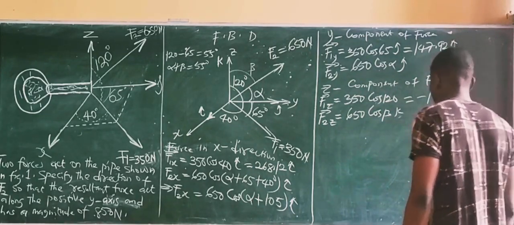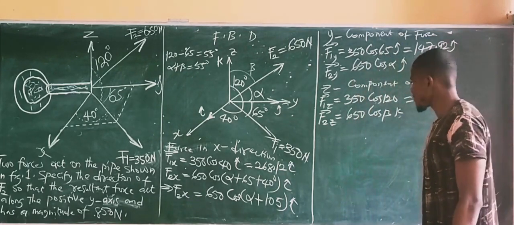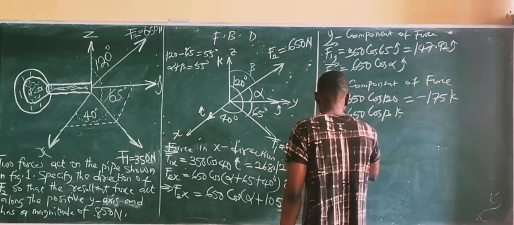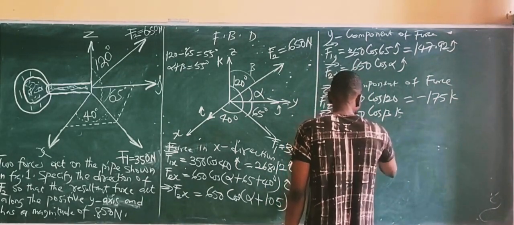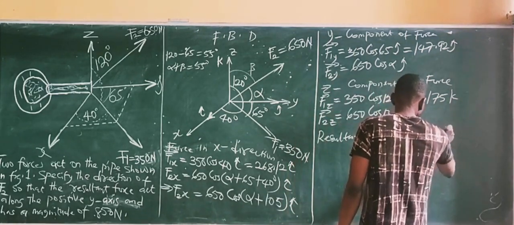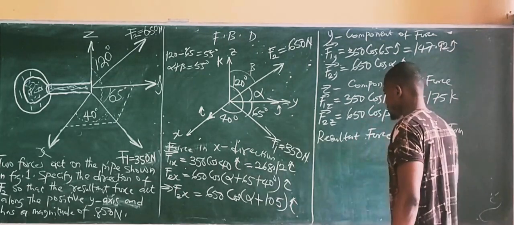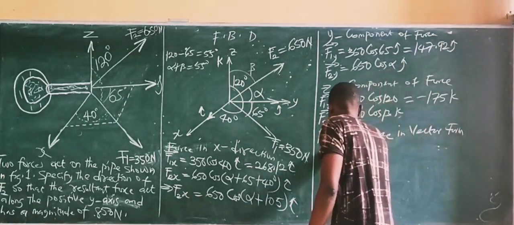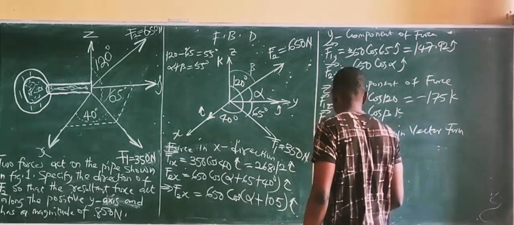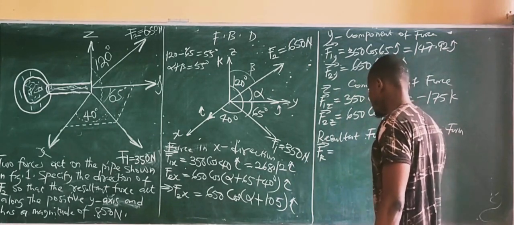So having obtained all this, the next thing to do is to find the resultant force in vector form. Find the resultant force in vector form. That is simply adding all the forces together. That's what it means. So the resultant force Fr is equal to the sum of all the forces.